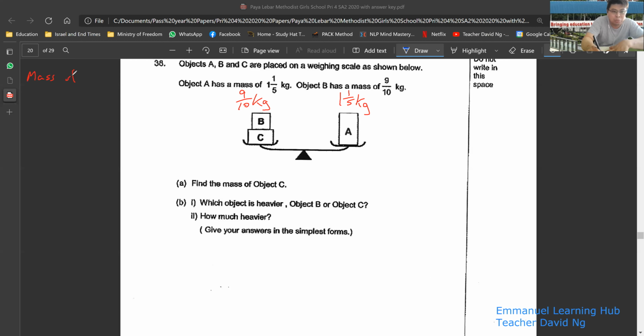So mass of object C is 1 and 1/5 minus 9/10. Let me ask you, the fractions indicated here, are they quantity or are they fractions? Quantity. Why? Because they have kg. Very good. So 1 and 1/5, change to improper fraction. What do you have?